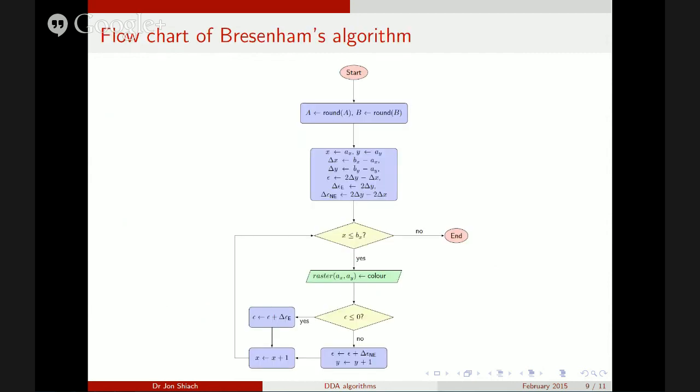If you want it as a flow diagram, there you go. Quite similar to DDA, except we've got this choice about what the error is. If the error is negative, you go to the east pixel, and then add 1 to x. If the error is positive, you add 1 to y because you've gone to the northeast pixel, and then add 1 to x.